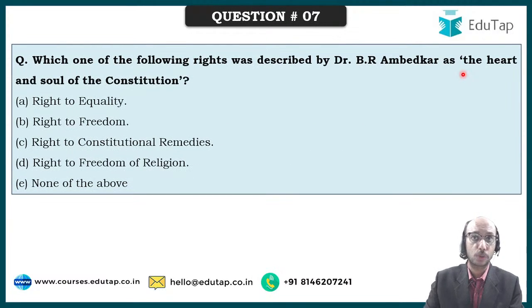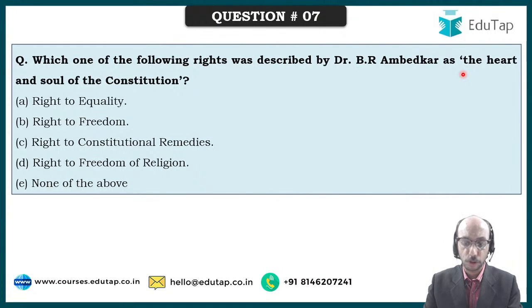Moving ahead to the seventh question. Which one of the following rights was described by Dr. B.R. Ambedkar as the heart and soul of the Constitution? Right to equality, right to freedom, right to constitutional remedies, right to freedom of religion, or none of the above? Which, according to Dr. B.R. Ambedkar, is the heart and soul of the Constitution? Which fundamental right? Right to equality, right to freedom, right to constitutional remedies, right to freedom of religion, or none of the above? Right. Harsh is saying that the sixth question ka answer should be D. Priya Gairi is saying sixth question ka answer should be D.